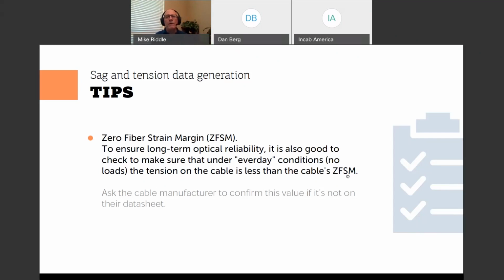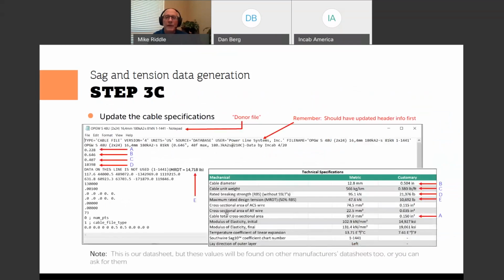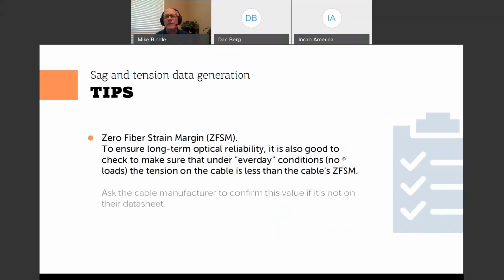Now, a couple of problems in the real world with that. One is that a lot of manufacturers don't put their zero fiber strain margin on their data sheet. So you'd have to go and ask every single time. And in fact, if you were really astute, you would notice, secret thing here, it got left off my own data sheet for this particular cable that I picked. My mistake. So it's not always there.